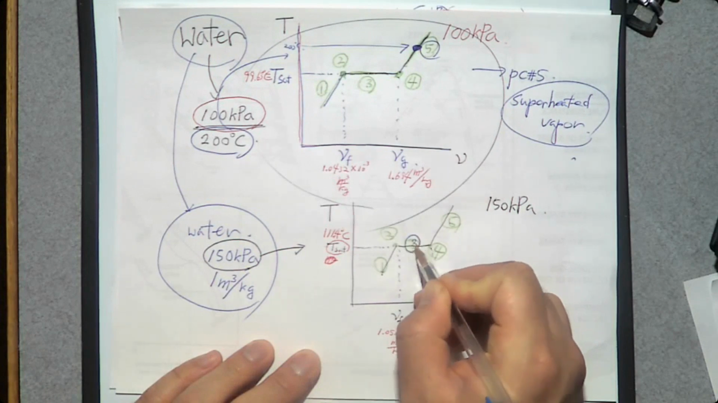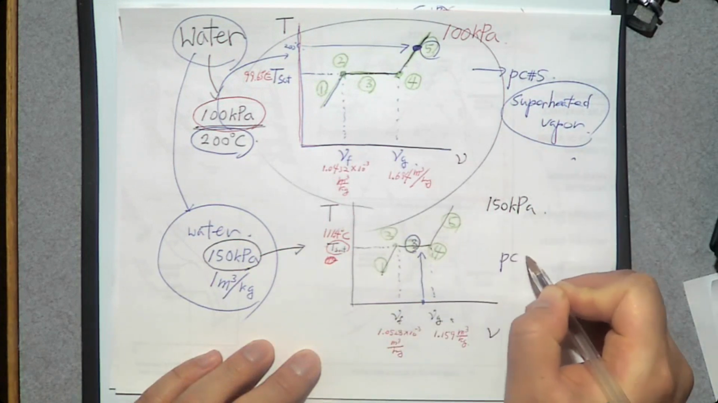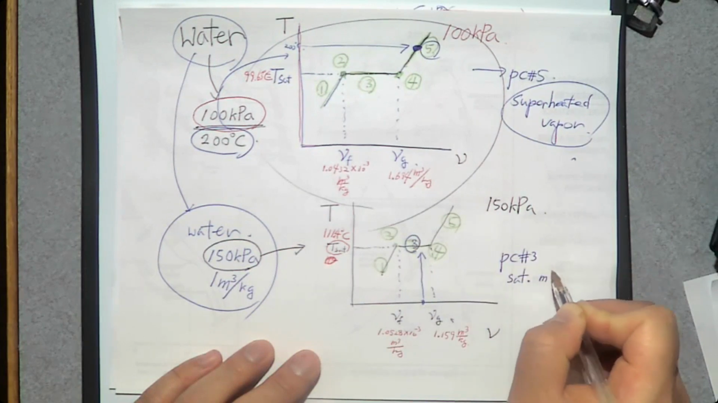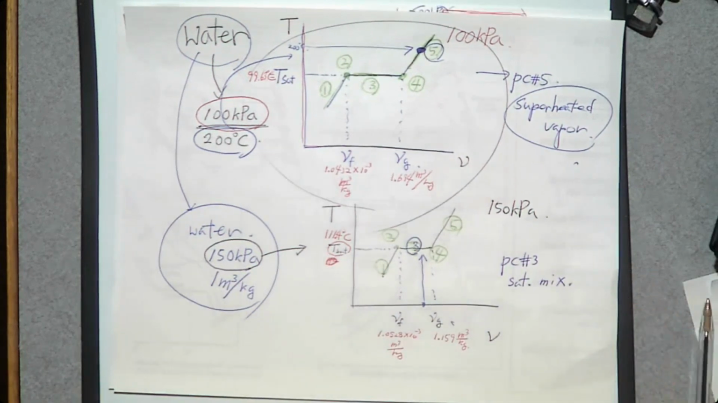So what is the phase change process? Number 3. So you can say phase change process number 3, saturated mixture. What does it mean? The water is currently boiling, undergoing phase change between liquid and vapor. So you have a mixture. That's how you evaluate the phase change process of your system, by using a property diagram.